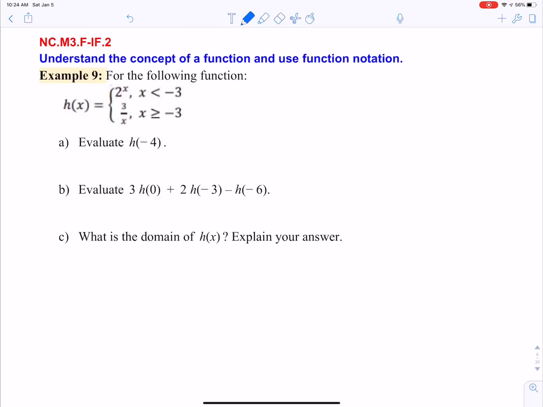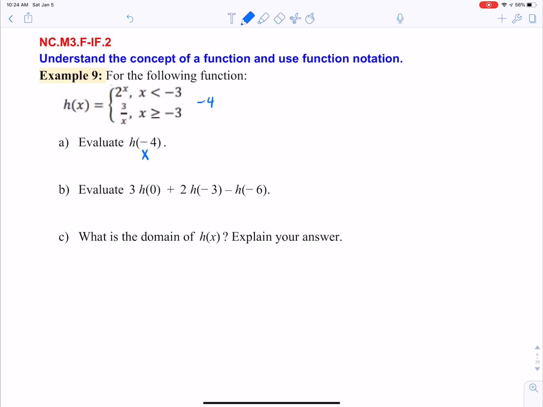Example 9, for the following function h of x is given here, evaluate h of negative 4 is what part A wants us to do. So what we need to do with the negative 4 is plug that in for our x. So go up to your piecewise function and think about where negative 4 would fit.